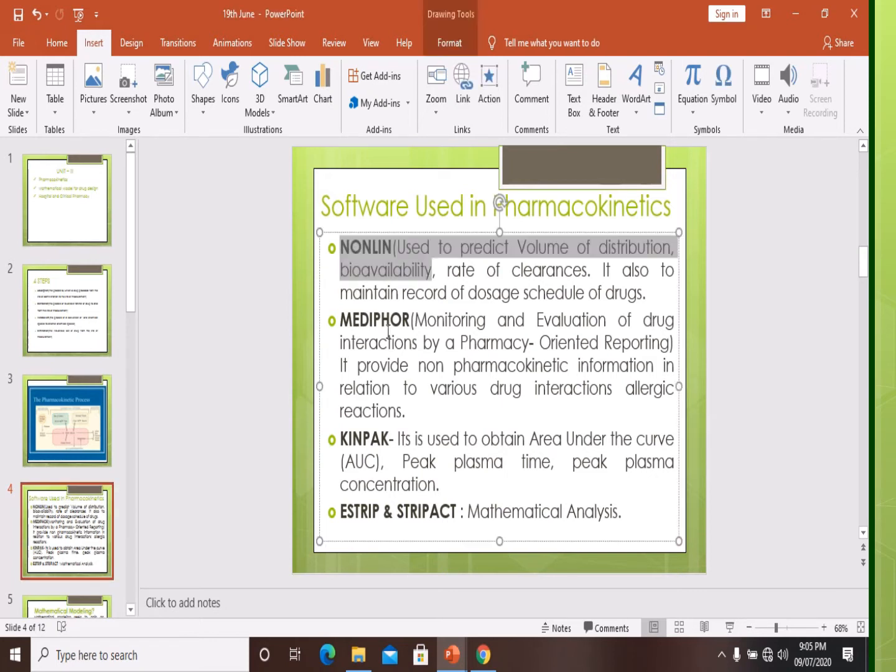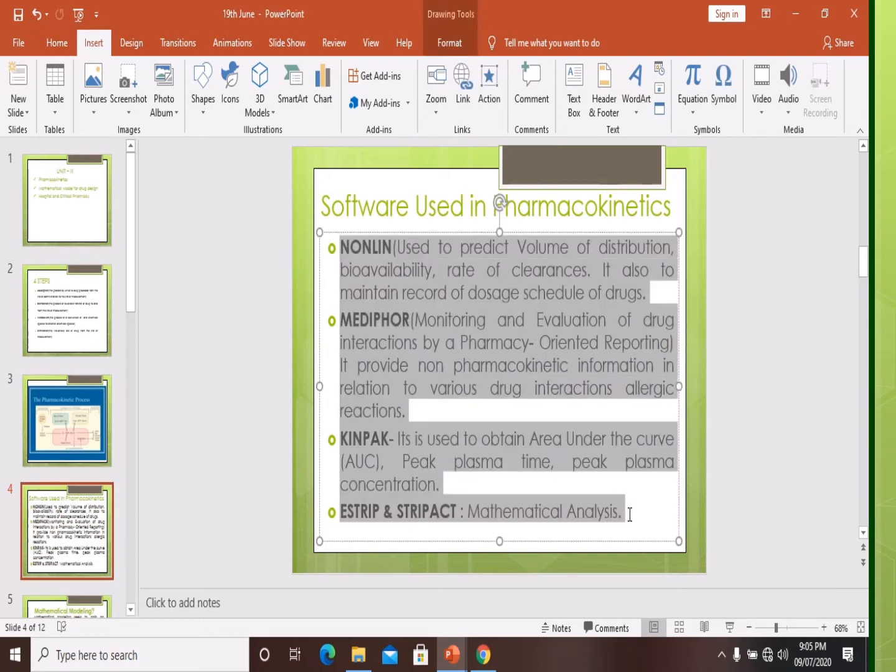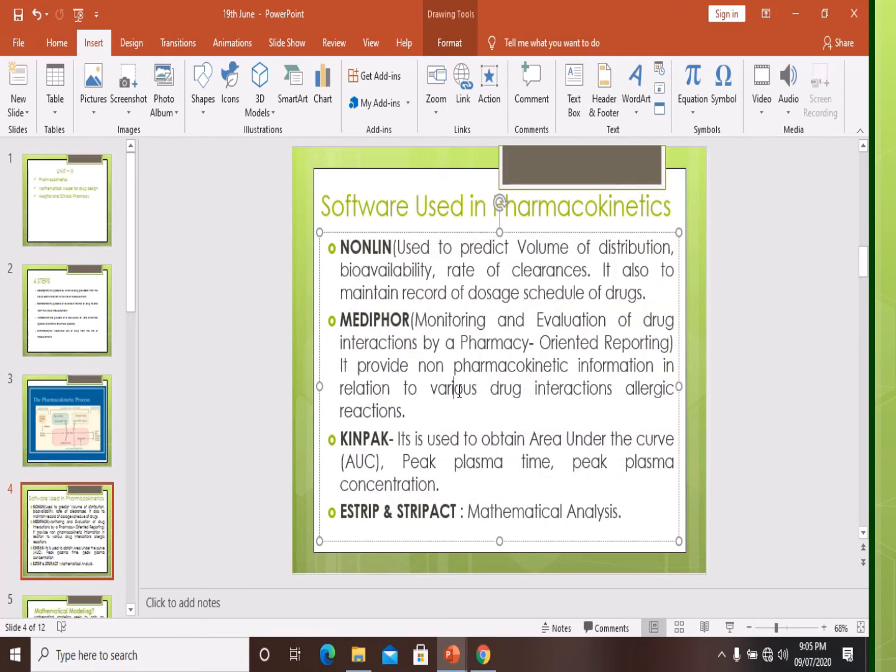Most probably these are the four types of software used in the industry for pharmacokinetics. The first one is NONMEM. It is used to predict the volume of distribution, bioavailability and rate of clearance. It is also used to maintain a record of the dosage schedule of drugs. The second one is MEDIFOR, monitoring and evaluation of drug interaction by pharmacy oriented reporting. This is an abbreviation. It provides non-pharmacokinetic information in relation to various drug interactions and allergic reactions.